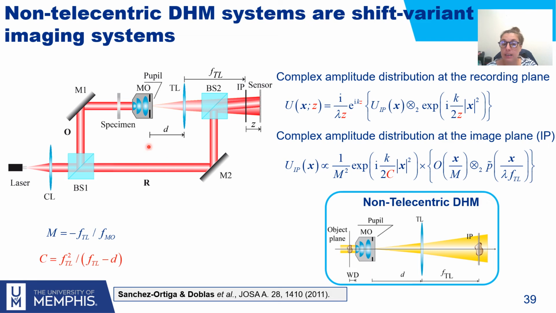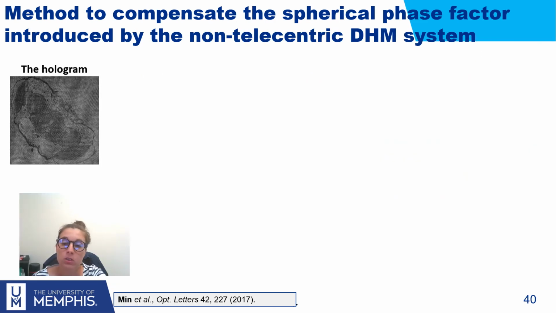But if the distance is different from the focal length of the objective lens, then we have a quadratic phase factor that needs to be compensated. Depending on the position of the object, it gets distorted differently by the spherical phase factor. So let me show you what is going to happen. You have the hologram, recorded in a non-telecentric regime, and it's hard to see that from the hologram. If you zoom in a lot on the fringes, you might say the period of the fringes is not the same, but it's really hard to see with the eye.